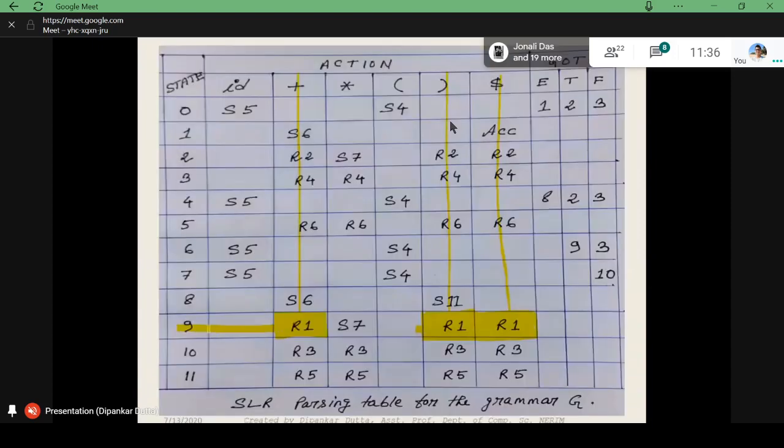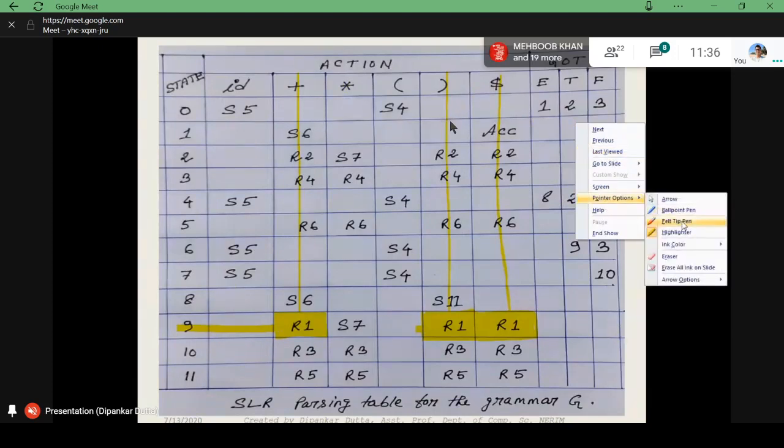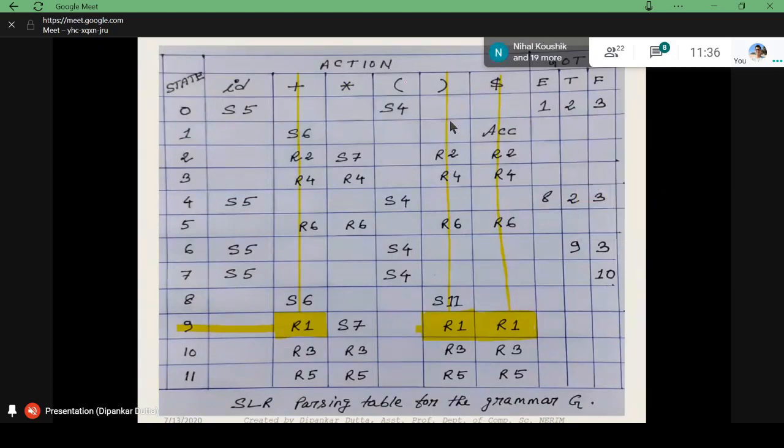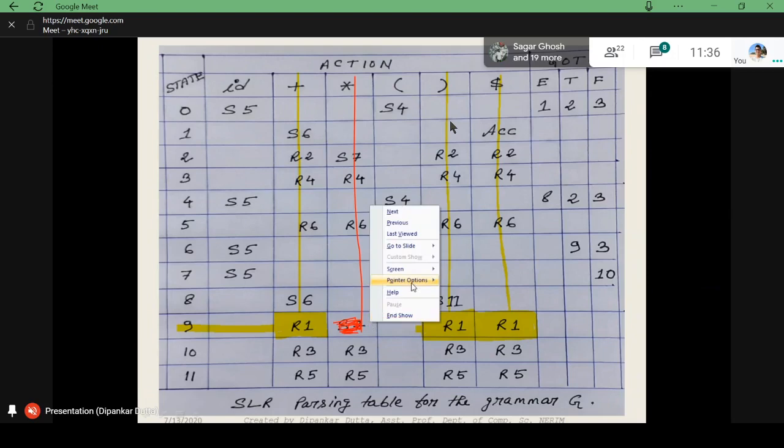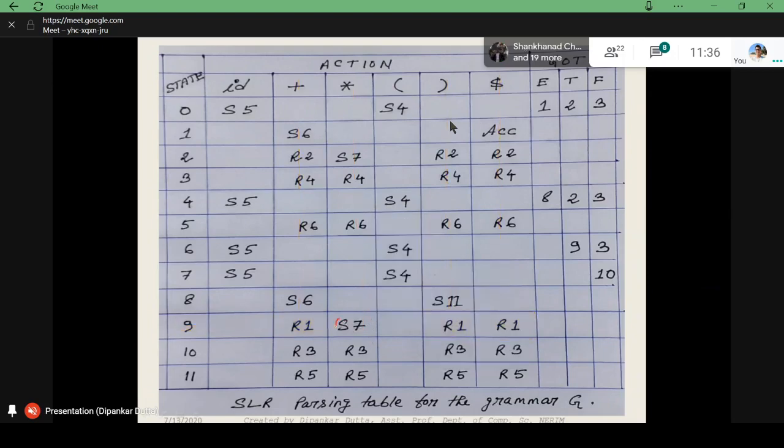In the table, I wrote the code star or against it. Here it is S7. Have you seen? This is the S7.